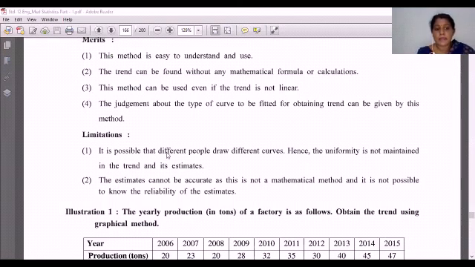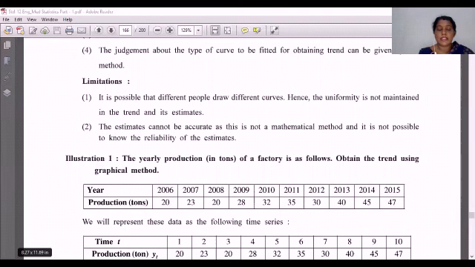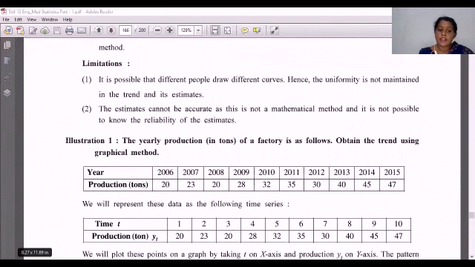Now, limitations. It is possible that different people draw different curves, hence the uniformity is not maintained in the trend and its estimates. Second, the estimates cannot be accurate as this is not a mathematical method, and it is not possible to know the reliability of the estimates. Now, first illustration. Let's see our first illustration, which is based on the graph only.